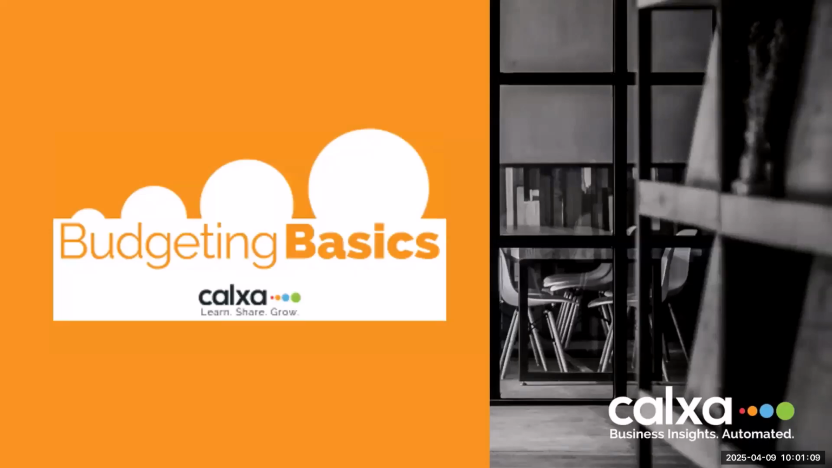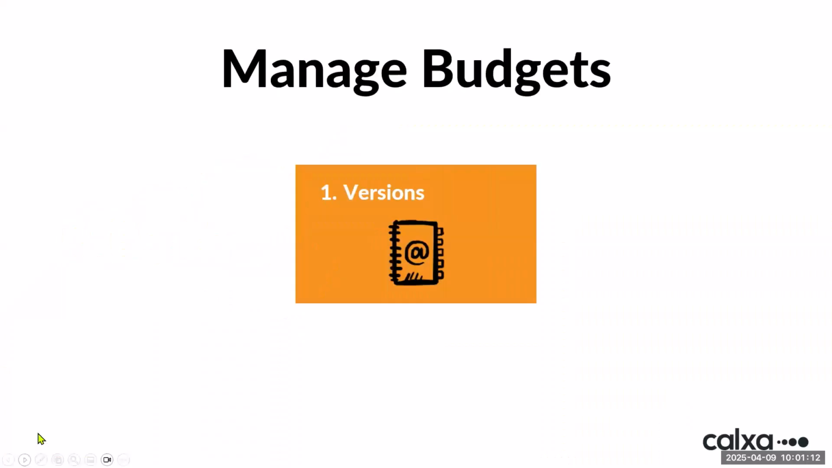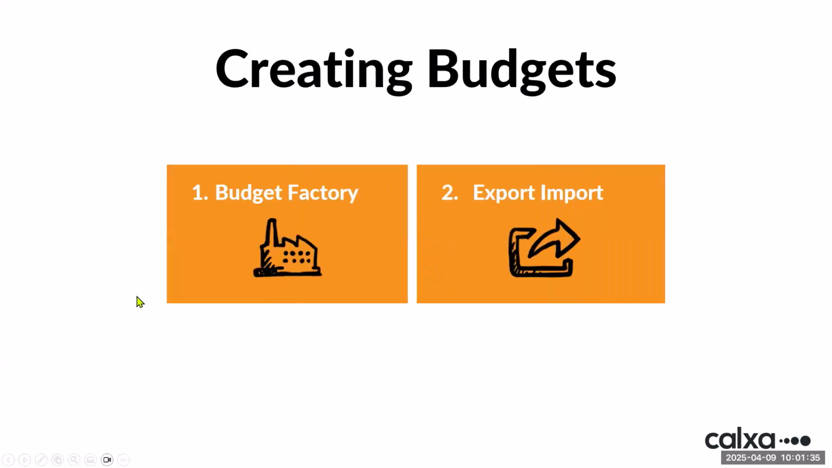Let's jump in and have a look at our agenda for today. We are going to have a look at how we manage budgets and the various budget versions, so just an understanding there. We do have a number of different versions of budgets available for you, so you can have different versions available to manage your business appropriately. We're going to have a look at how to create budgets. We can use a tool called a budget factory where we can copy from one location to another location. And we'll also have a look at how we can export and import those budgets, perhaps from Excel.